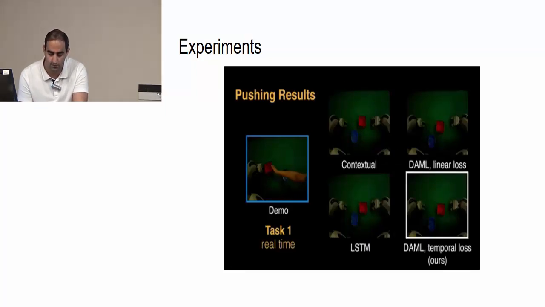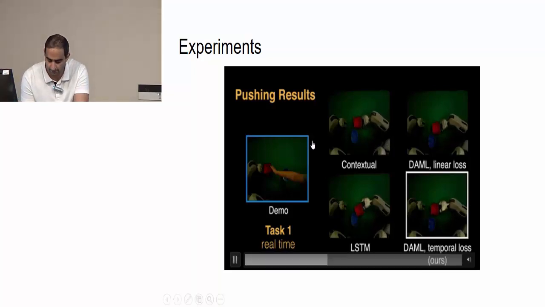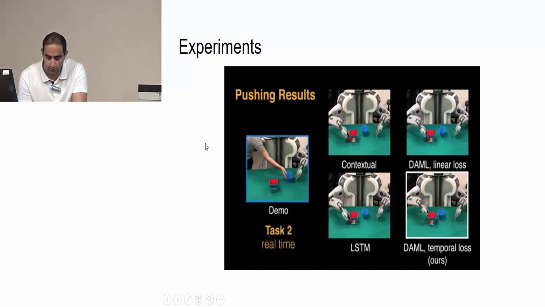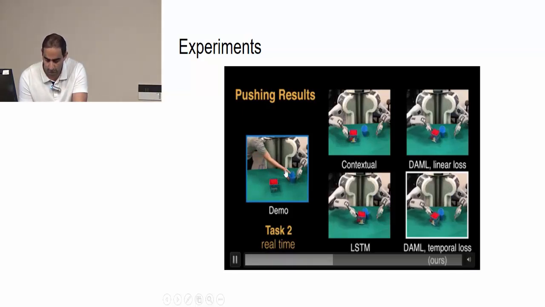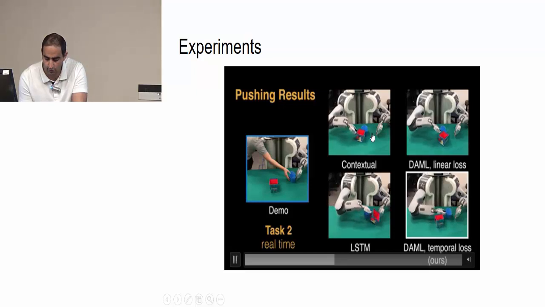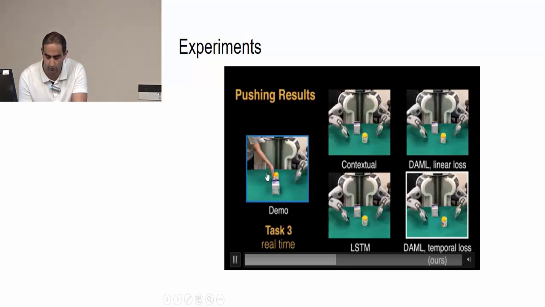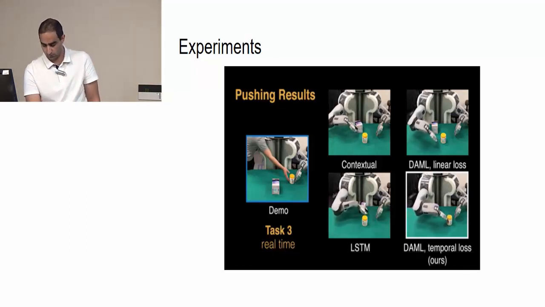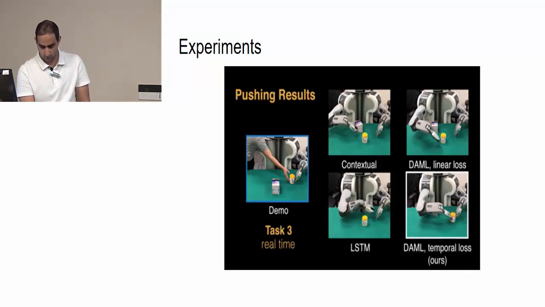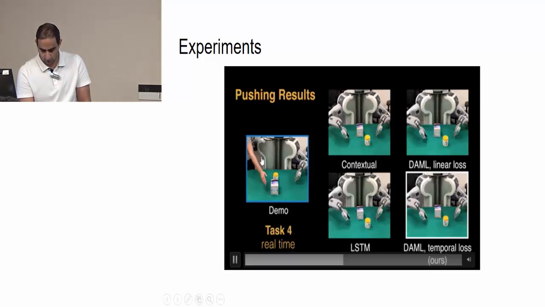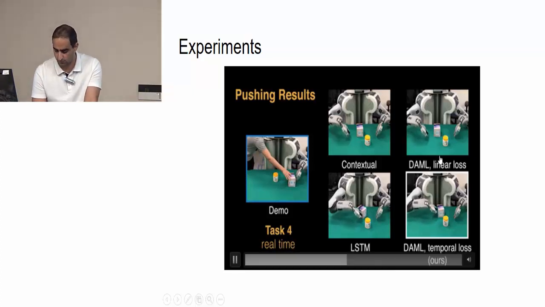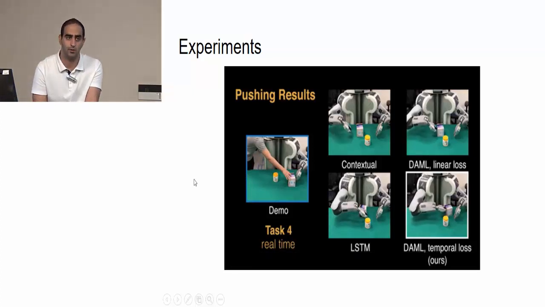This is the pushing experiment. In human demonstration, we push something to the left, and the robot should infer that. So you can see these other ones try to push the red thing, while the target was the blue object. You can see that this method works pretty well by just looking at one human demonstration.